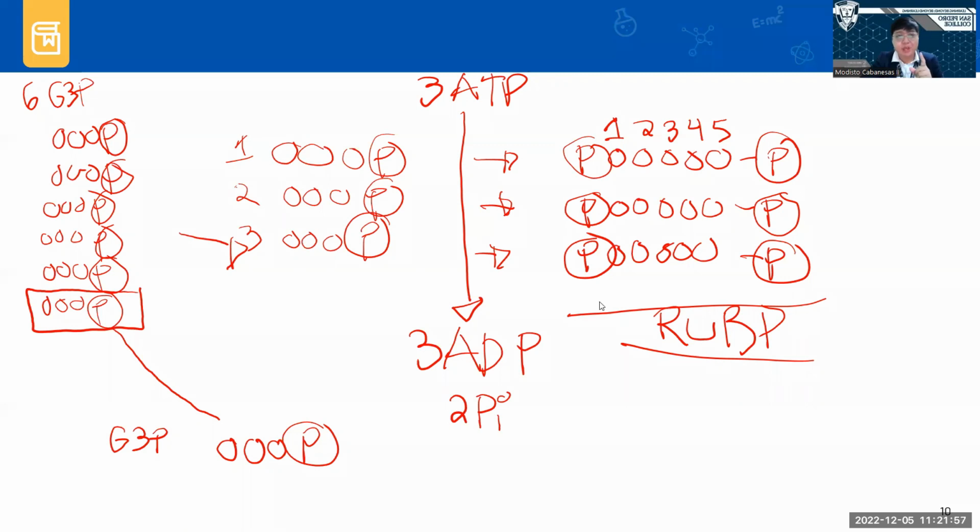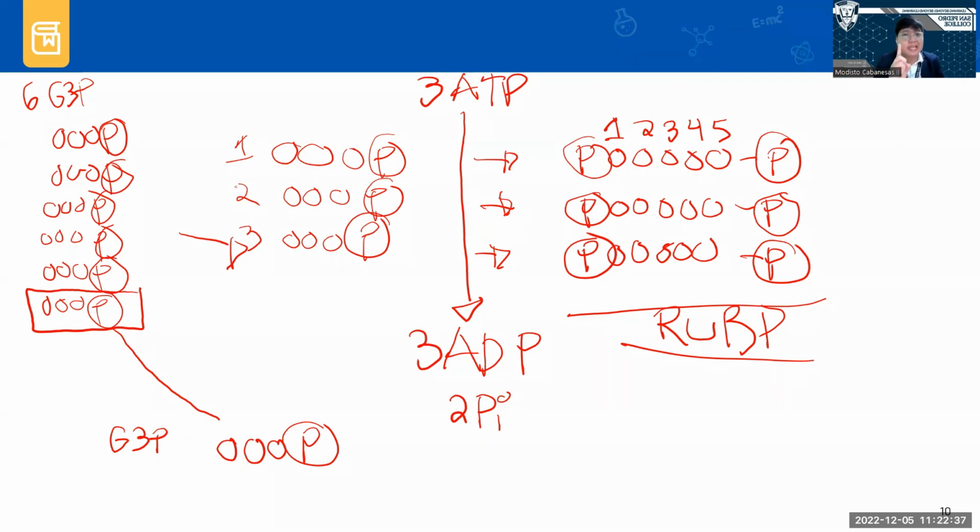Okay? Nagets ba? If you only have one ribulose bisphosphate, you need to have 6 turns of Calvin cycle for you to produce a 6-carbon molecule of glucose. But sa ating example, we have already 3 molecules of ribulose 1,5-bisphosphate. So since tatlo na yung RUBP natin, you only need to have 2 Calvin cycle para makaproduce ka ng isang glucose molecule.